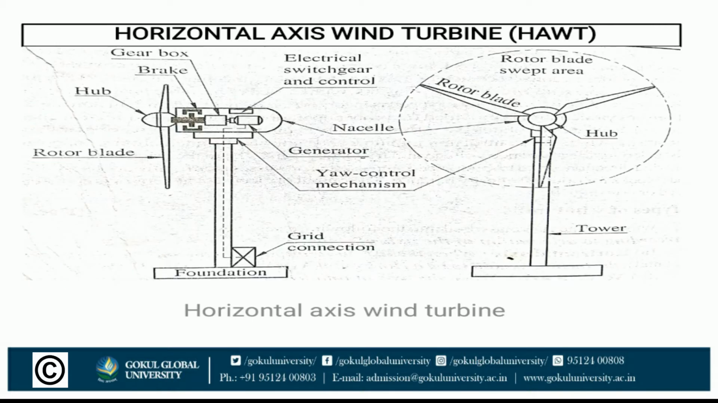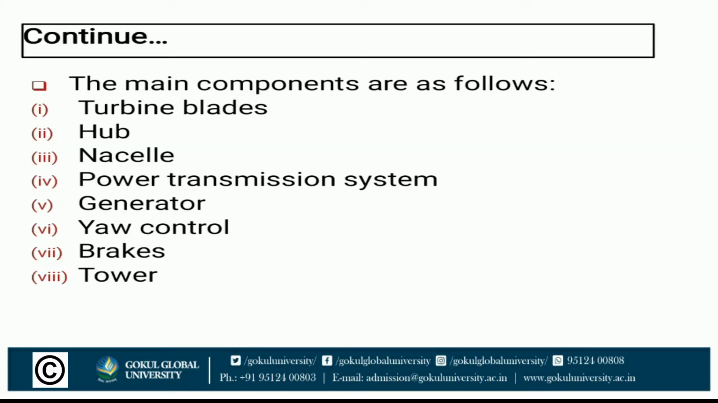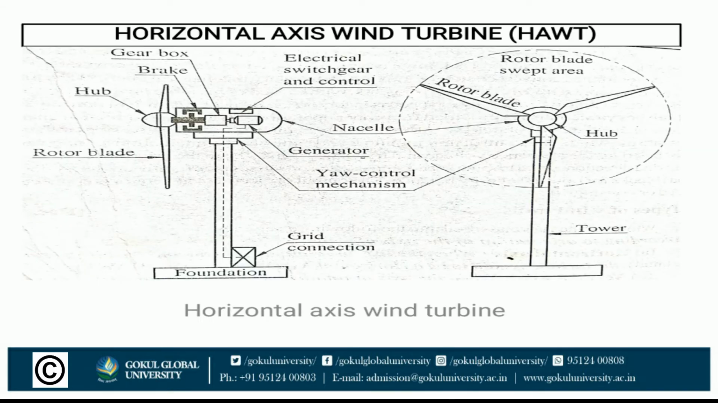Second one, hub. A hub is the central solid portion of the rotor wheel. All blades are attached to the hub. The pitch angle control mechanism is also provided inside the hub. Third one, nacelle. It houses the generator, the gearbox, brakes, hydraulic system, and the yawing mechanism. The nacelle is placed at the top of the tower and is linked with the rotor.